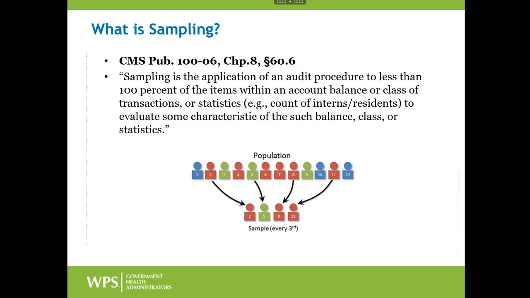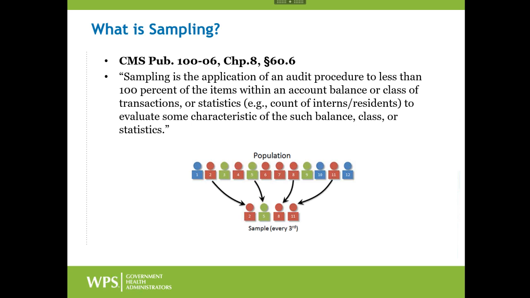So we have CMS Publication 100-06, again, the FMM. This one's section 60.6, and it defines sampling for us. That's one of the solutions to have an effective audit, yet still be efficient. Sampling is the application of an audit procedure to less than 100% of the items within that balance, within that line item, if you will, to evaluate some characteristic of that balance, class, or statistic.